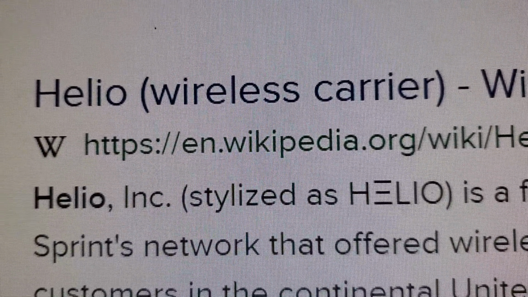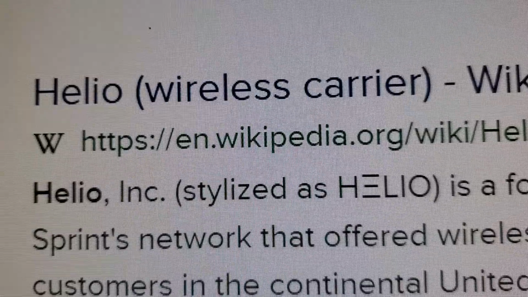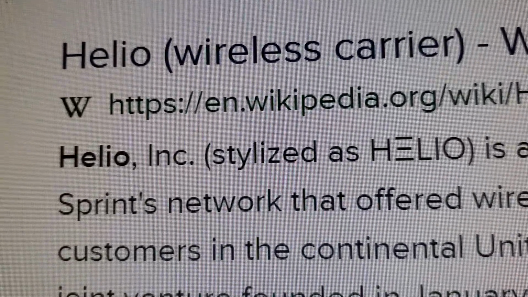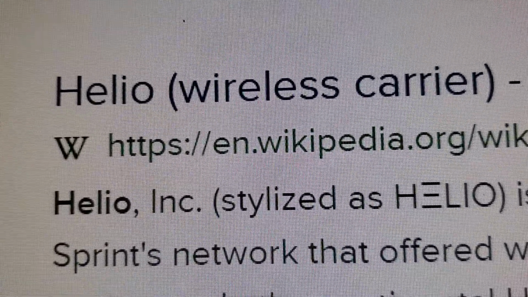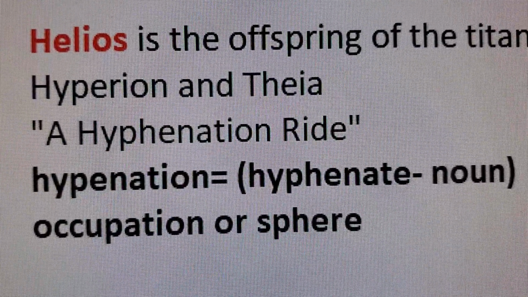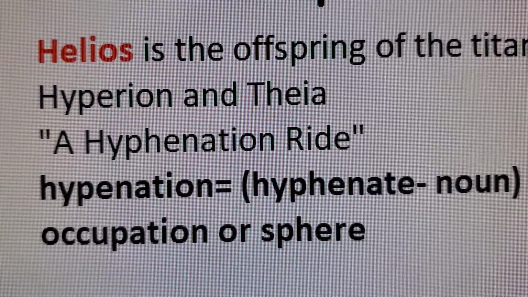And just a quick side note, I find this kind of interesting. There's a wireless carrier named Helio also. Whoa. So anyhow, that was just yikes. Okay.